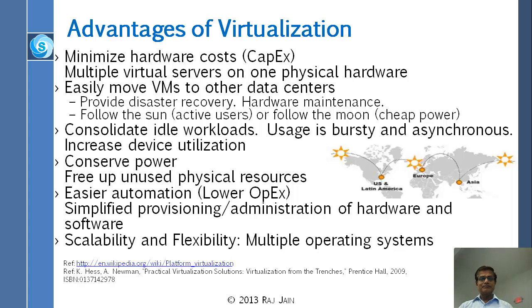Easier automation. We already talked about the management part being easy, so it is lower OPEX, and OPEX is operational expenses. Simplified provisioning, management, all that. Scalability and flexibility. You can really have multiple VMs and then multiple operating systems and so on. So virtualization is a given now.